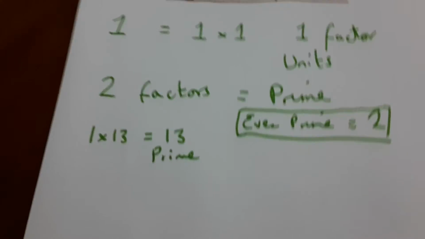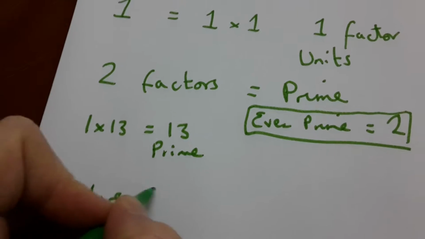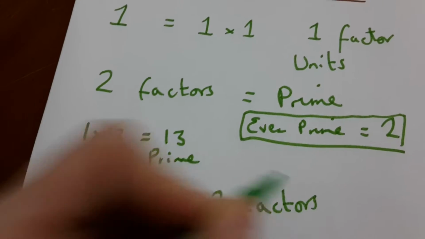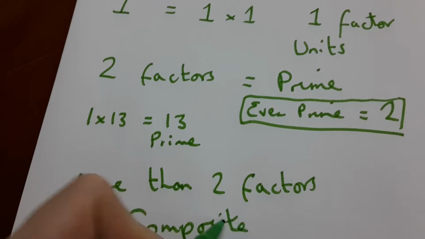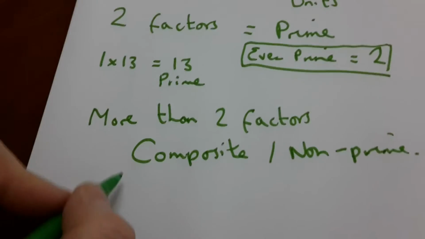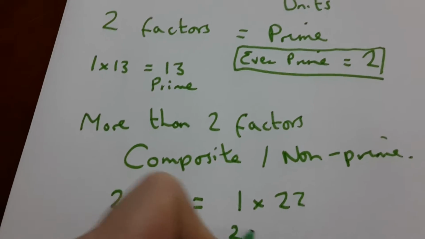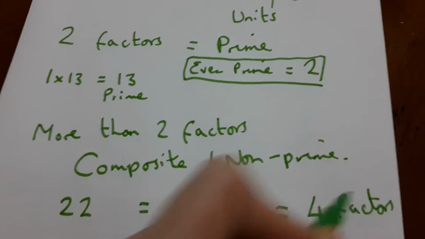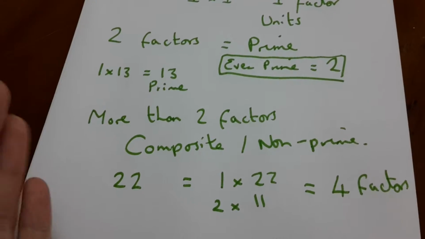Whereas if it has more than 2 factors, it's called a composite number or a non-prime. So for example, if I had 22, 22 is 1 times 22 or 2 times 11. So it has 4 factors, which is more than 2. So it's a composite, or the other name for it is non-prime.